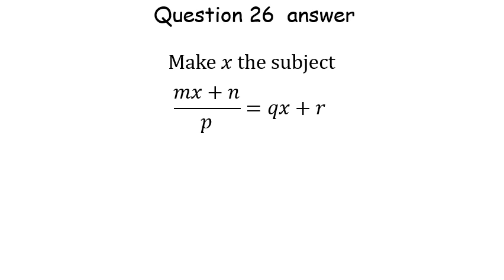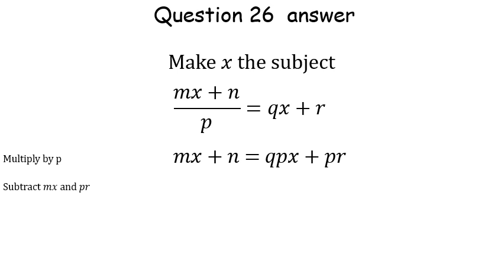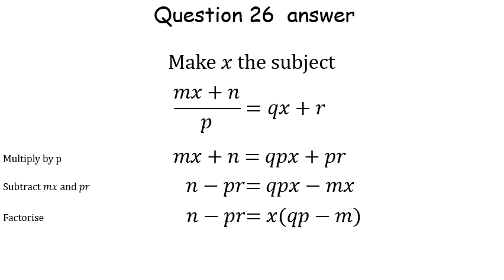Question 26. I started by multiplying both sides by p. I then subtracted mx and pr so that the x terms were both on the same side. I then factorised out the x so that I could divide both sides by qp minus m, getting x equals n minus pr over qp minus m.